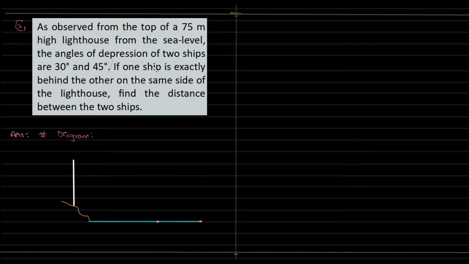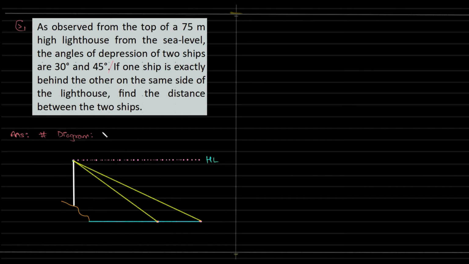As observed from the top of a 75-meter lighthouse. Okay, we are observing from this, the angles of depression of two ships. Now the important thing is we are observing the ships. More than this, the most important thing is the horizontal line. With respect to this we measure everything else, so we have to be careful while writing the measurements.